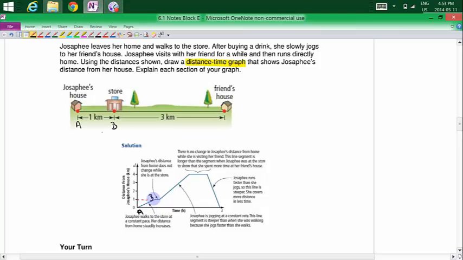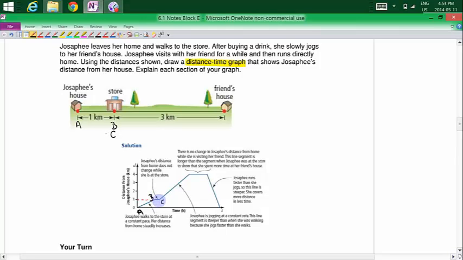And when we get to B, which is getting to the store, we know that Josephine stops to buy a drink. Okay, so that would be from B to C. She's not covering any distance because she's at the store. So for the short time that she's at the store, she buys. Okay, and her distance doesn't change.